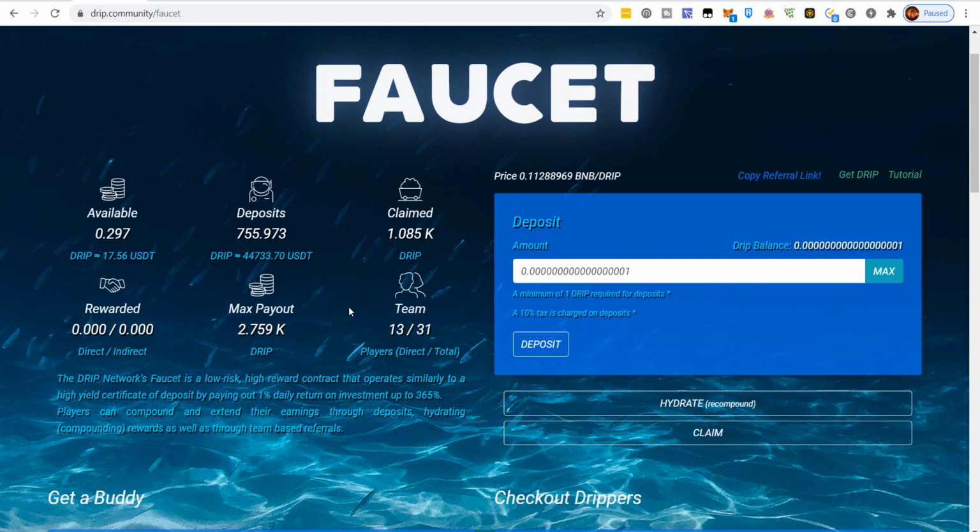Let's talk about what happens here. Once you make a deposit, you're going to get Drip every single day. So right now I'm getting $447.33 per day, 1% of this every single day. Or I should say more accurately, I'm getting 7.55 Drip every day. The Drip value goes up and down.